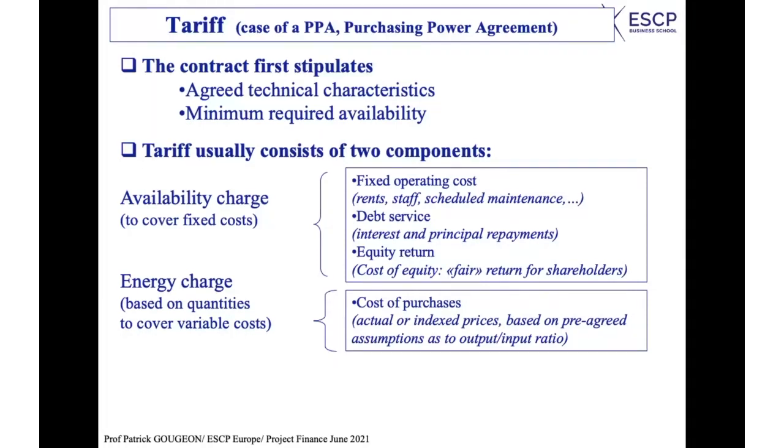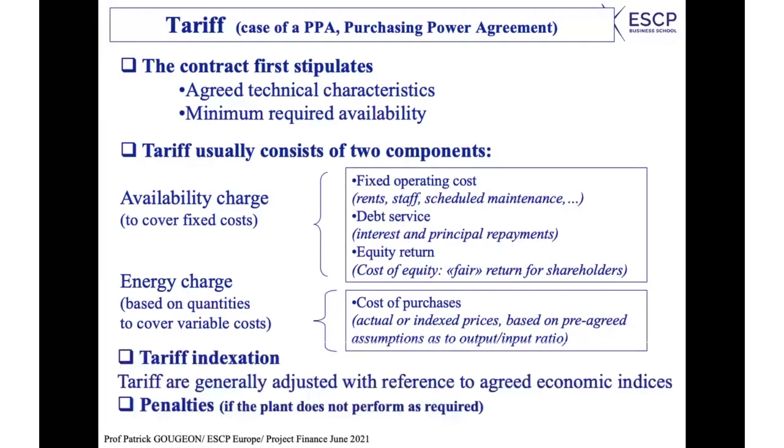So you have tariff indexation, as I said, and the tariffs are usually adjusted with reference to agreed economic indices. The indices which are selected depend totally on the nature of the project. Indeed, you have to take an index which is relevant with reference to the type of project. And there are indeed penalties which are included in the PPA, particularly if the plant does not perform as required. If you don't have the capacity which you are expected to have, which is stipulated in the contract, then you can indeed have a penalty.